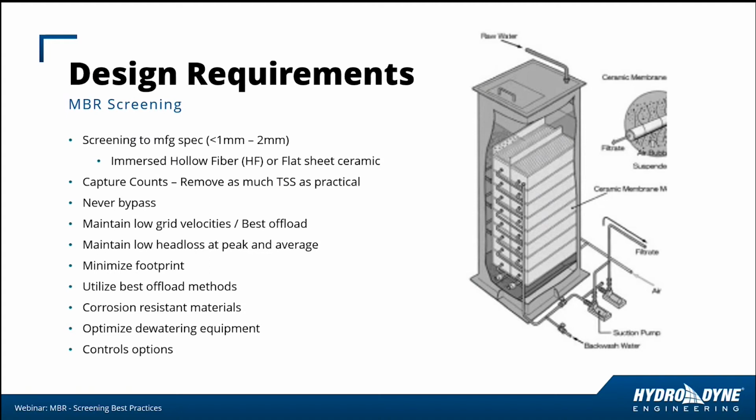We also never want to bypass the screening system to protect the membranes. We want to maintain low grid velocities and have the best offload so that we can clear the screen as it picks up and captures material. Ideally, we can maintain low head loss at peak and average flows. Footprint is important. We want a facility with low footprint if possible. We want to utilize best screening offload methods, and we want corrosion resistant materials. We want to optimize dewatering equipment, and then any controls that are special have to be accommodated.